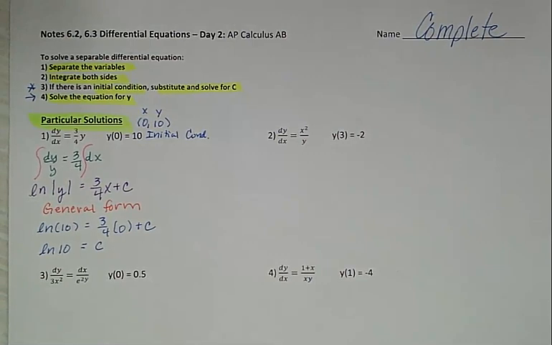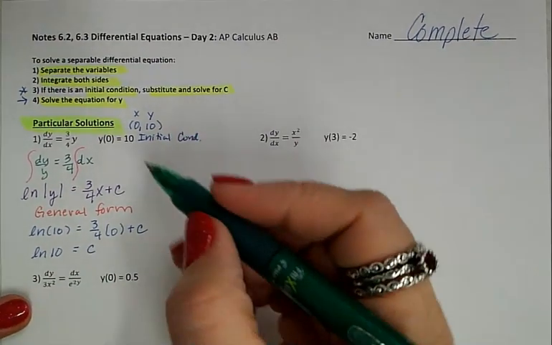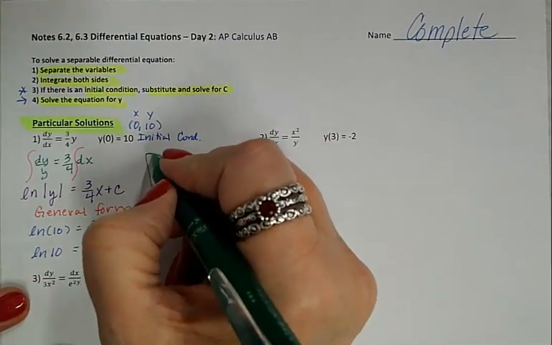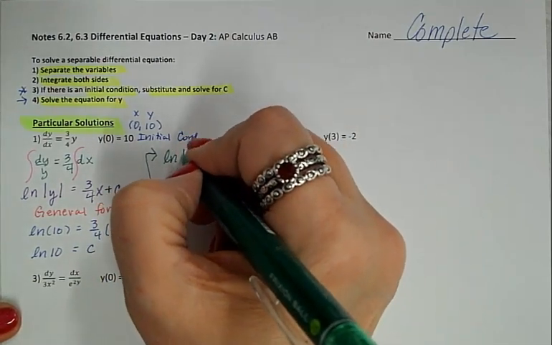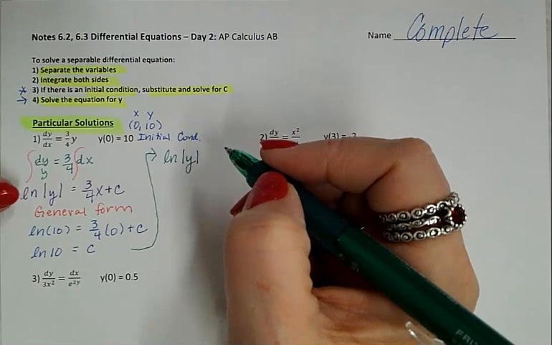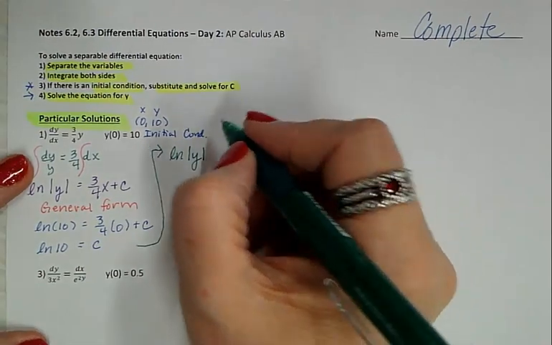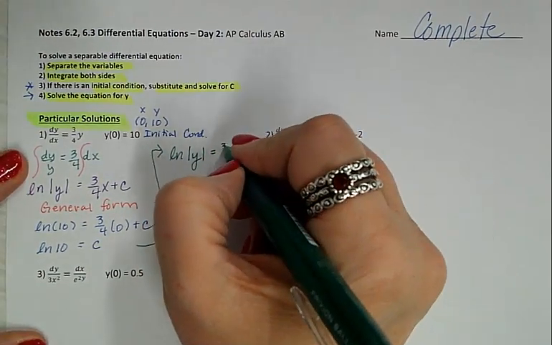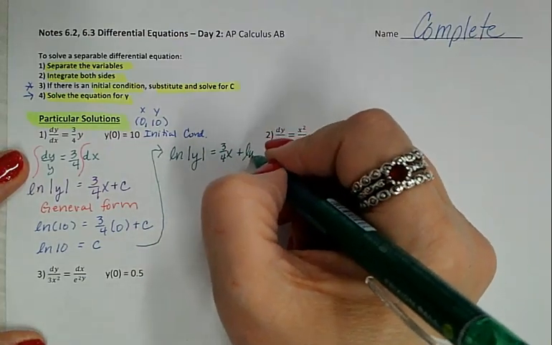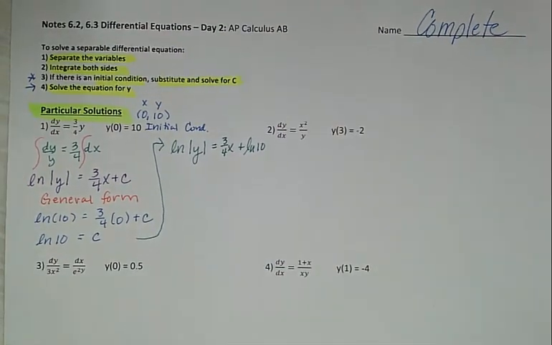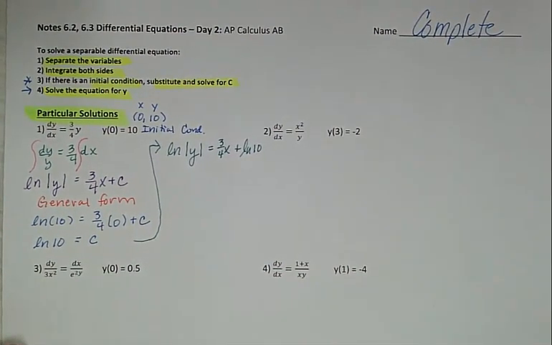So what I'm going to do with my C value now is plug it back in. So I'm going to come up here to continue my work. And so when I plug it in, I'm going to have natural log absolute value of y, because that's this side of my equation. And then I'm going to say that equals 3/4 x plus natural log of 10. And so now I've got to figure out how to solve for y, because remember we said when we are solving differential equations that means get it into y equals.